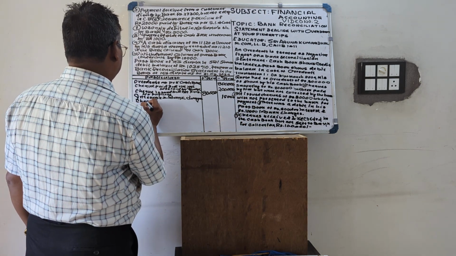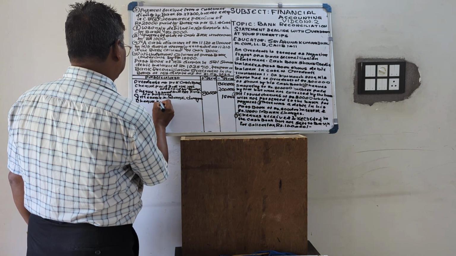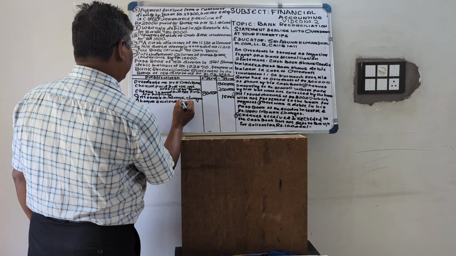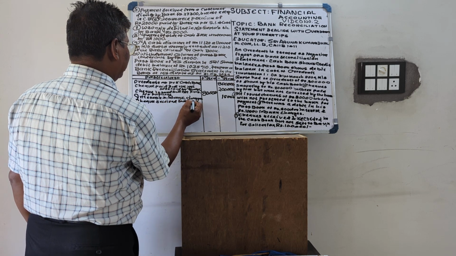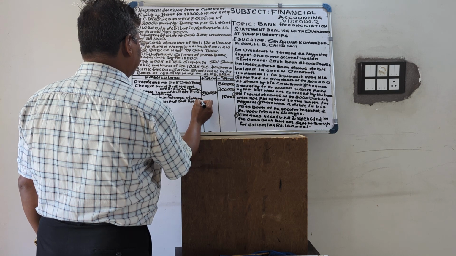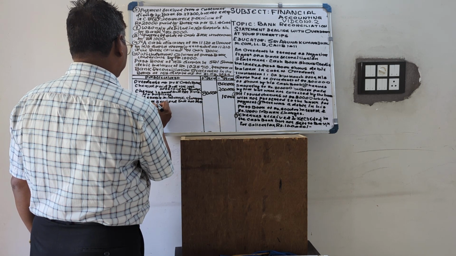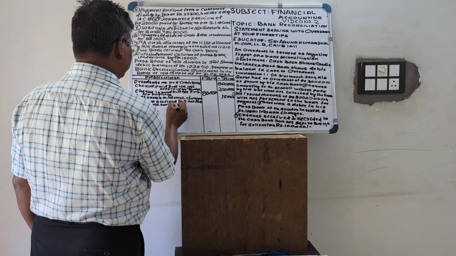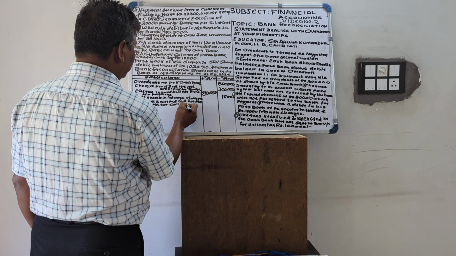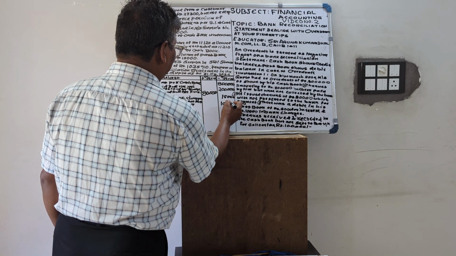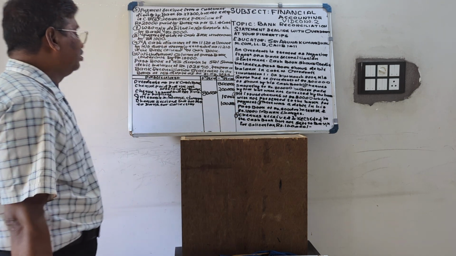Check received, recorded in cash book but not sent to bank for collection. The amount is 1 lakh. So we have to deduct 1 lakh from the cash book in order to tally the balance with our passbook.